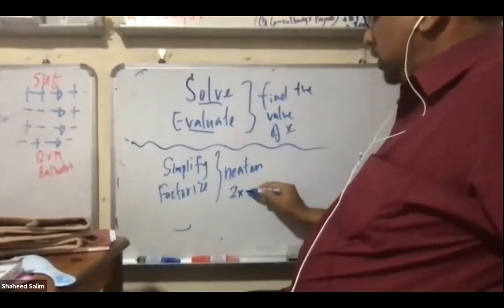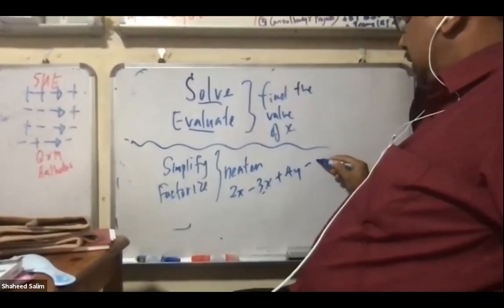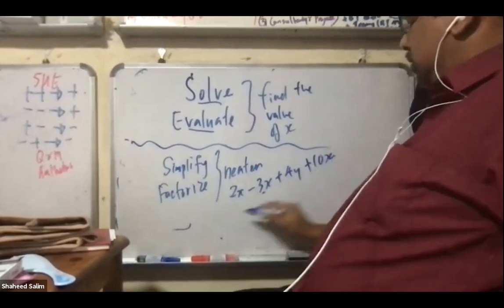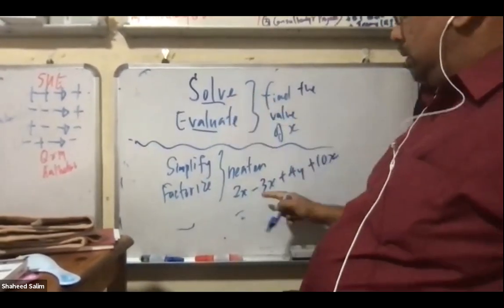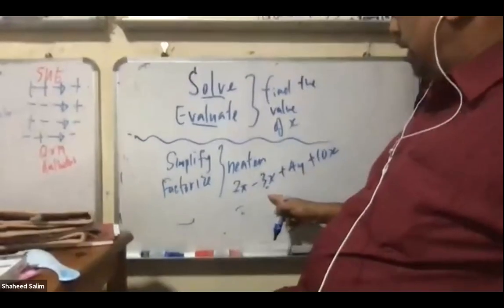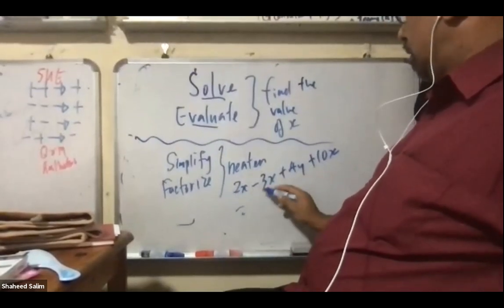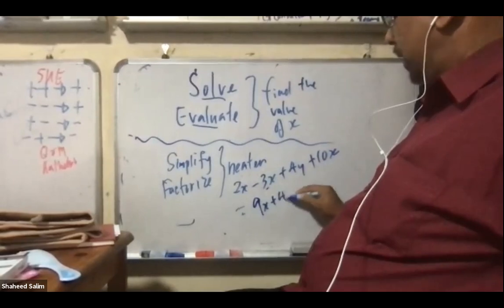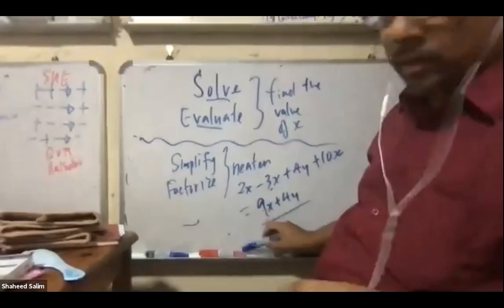Example is 2x plus or minus 3x plus 4y minus or plus 10x. So they say simplify. They won't ask you to solve it because there's no way for you to solve this. There's no way to find the value. What you can do is just neaten it. So it's like 12x and 9x plus 4y like that. Okay, so that's what it is.